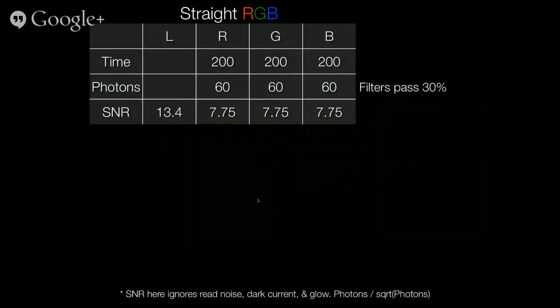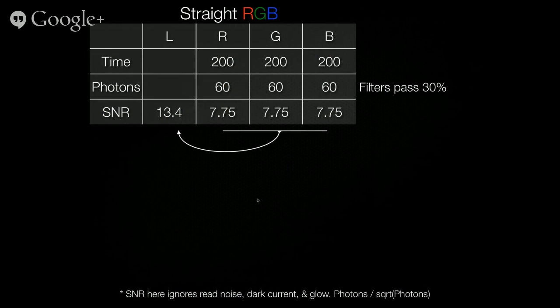So here's what I'm going to do. I'm going to take straight RGB imaging, with 200 minutes or so worth of red, green and blue, and see how many photons I get in each. What we can do is combine these and create a synthetic luminance from it. This is the luminance, and this is the signal to noise I would get.